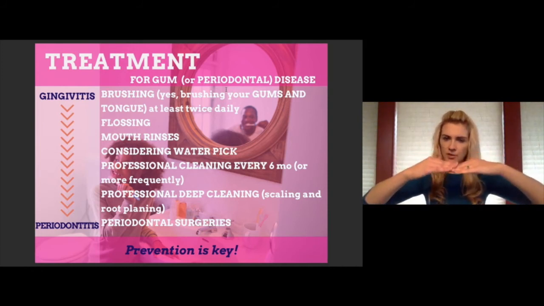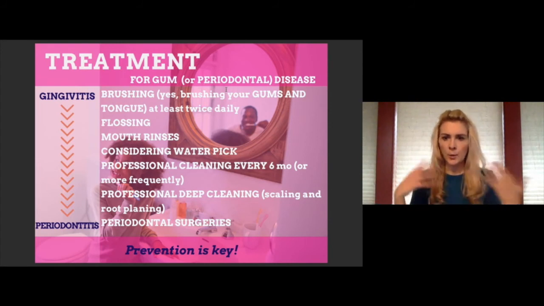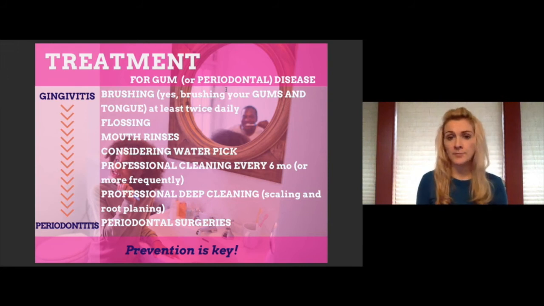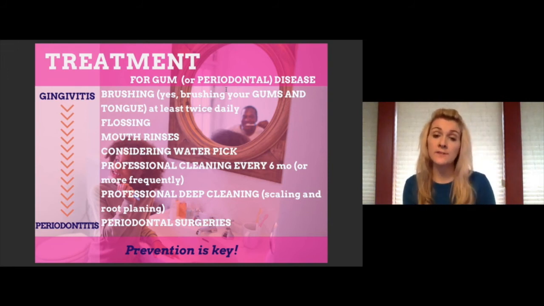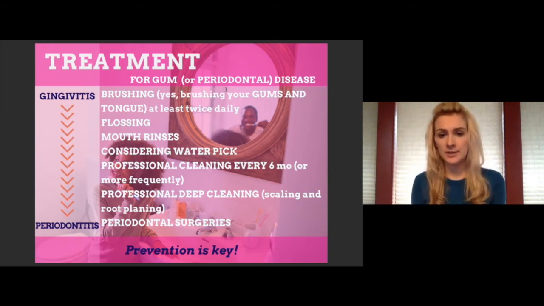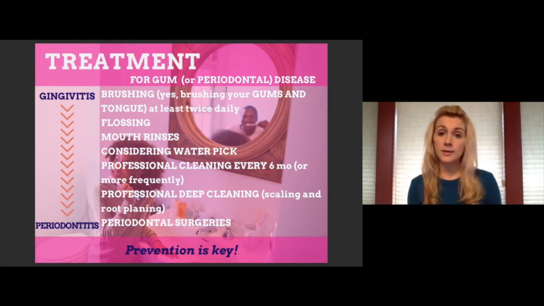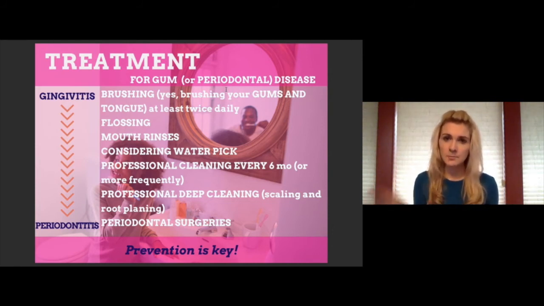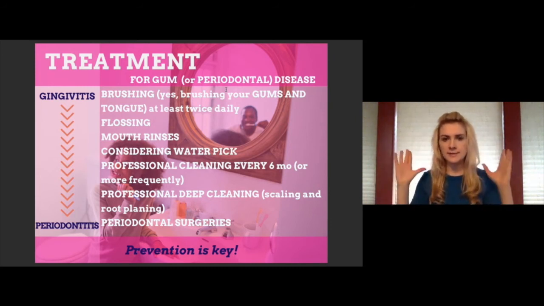As gingivitis turns into something like periodontitis, we think about professional deep cleanings called scaling and root planing, and also more frequent visits to the dentist, every 3 to 4 months rather than every 6 months. If periodontal issues become problematic, then periodontal surgeries are something to consider, which can help with the attachments of the bone and the gums to the teeth. But in some cases, tooth extraction is necessary. Just remember, prevention is key.